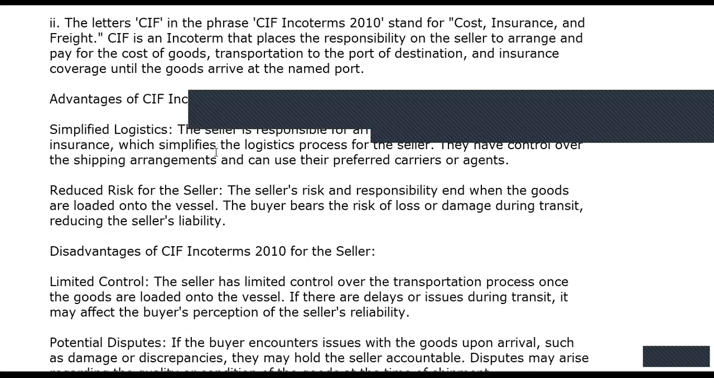There is limited control because the seller has limited control over the transportation process once the goods are loaded on the vessel. If there are delays or issues in transit, it may affect the buyer's perception of the seller's reliability. Potential disputes: if the buyer encounters any issues with the goods upon arrival, such as damage or discrepancies, they may hold the seller accountable. These disputes are always there, and we must understand that these disputes may never completely end. All right, we continue.